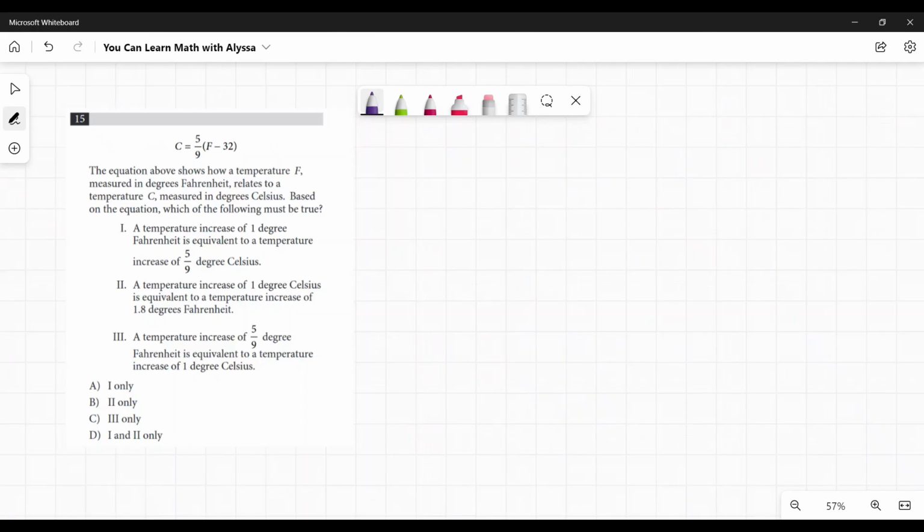On to 15. C equals 5/9 (F minus 32). The equation above shows how a temperature F measured in degrees Fahrenheit relates to a temperature C measured in degrees Celsius. Based on the equation, which of the following must be true?